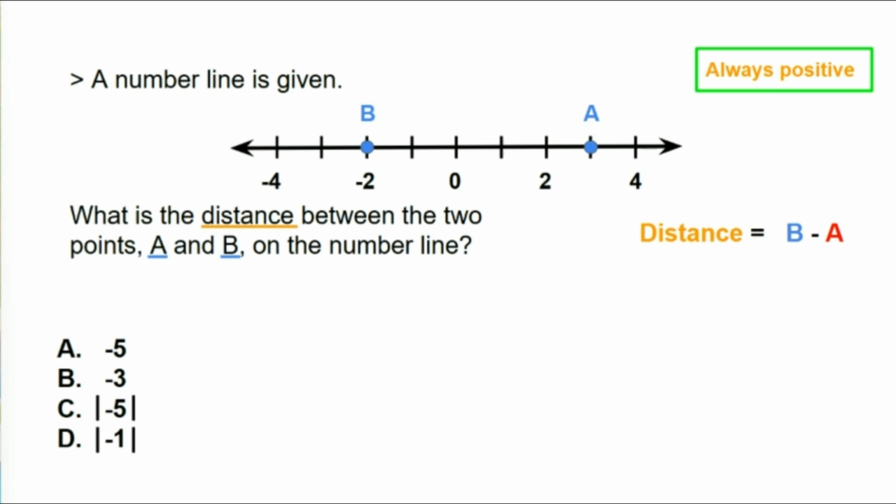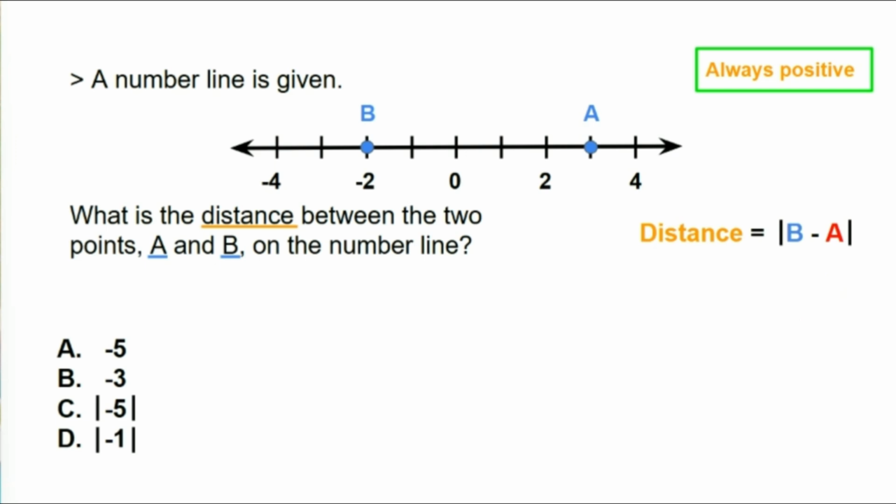Earlier, I said distance is always positive. But let's say, for example, our B in the formula is 5 and A is 6. Then that would make the answer -1. But wait, that's wrong. This is where the absolute value symbol comes into play. It ensures that our result is always positive, making this -1 a positive one.